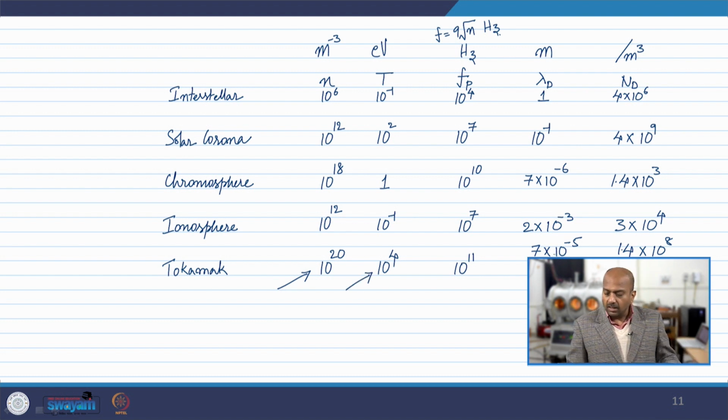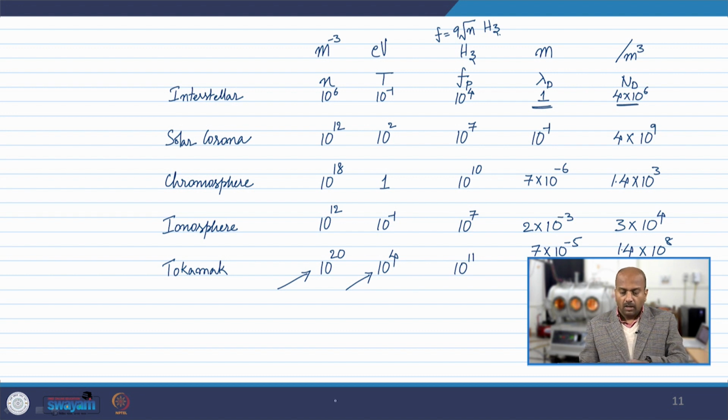But you see, the Debye length is very, very small, whereas interstellar plasma is very weak. 10 to the power of 6 particles per meter cube is very, very weak actually. Temperature is also less, but the Debye length is almost 1 meter, right, and the number of particles within the Debye sphere will be of this order.